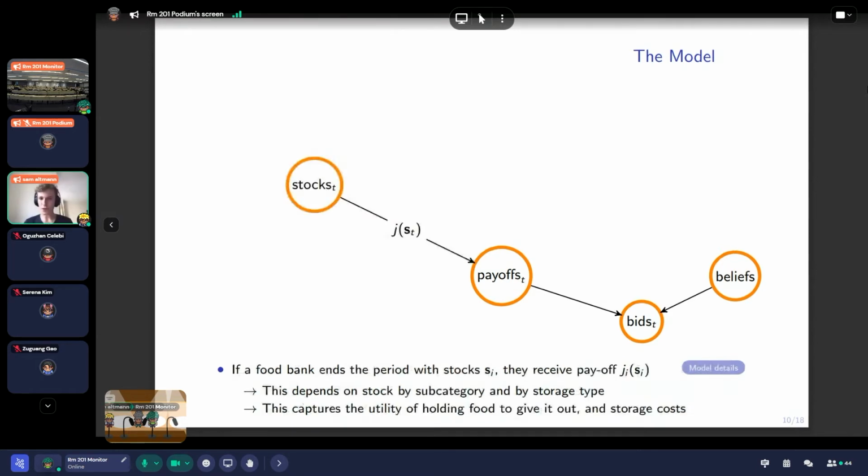So a key question is, where do these payoffs come from? Well, the food bank's payoffs are going to depend on their stocks. They're going to depend on stocks through this flow payoff function J, which is going to capture the utility to a food bank from holding food to give out to food pantries, and also the storage costs of actually holding that food. In stocks, I'm going to focus on the way that the food is actually stored. So whether the food is dried, which tends to be quite light but bulky, whether the food is tinned or bottled, so heavy and dense, if it needs to be refrigerated, or if it's fresh and liable to spoil.